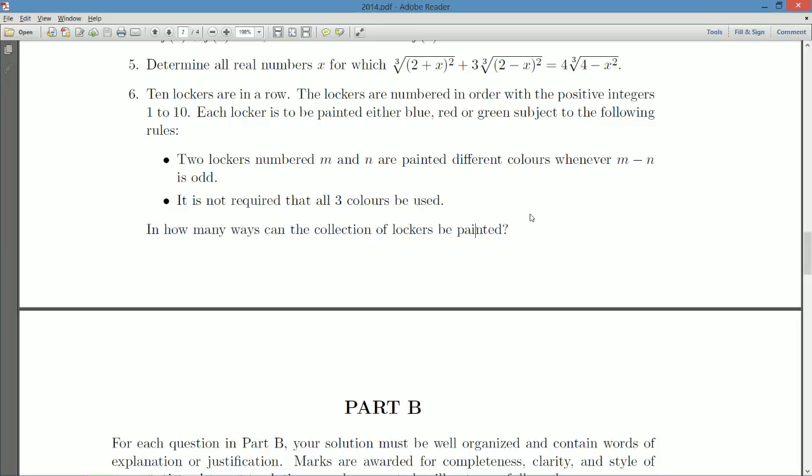Okay. So this is going to be a straightforward counting question. We're going to have to do a little combinatorics, probably have some choose notation or something in there. Now, it is not required that 3 colors be used isn't all that restricting. But 2 lockers numbered M and N are painted different colors whenever M minus N is odd. That does sound like a very restricting rule. So how about we explore that? When does that happen?